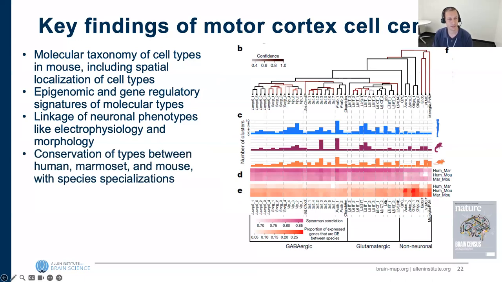There's also some conservation that was identified between human, marmoset, and mouse with some species specializations. This dendrogram here shows the about 45 transcriptomic types that were defined as conserved across species. You'll see this plot again in a little while when I pull up the demo of the cell type knowledge explorer. But basically for some cell types like this LAMP5-1, there's a single cell type in human, marmoset, and mouse that correspond well with one another.